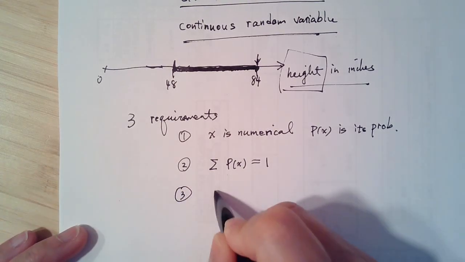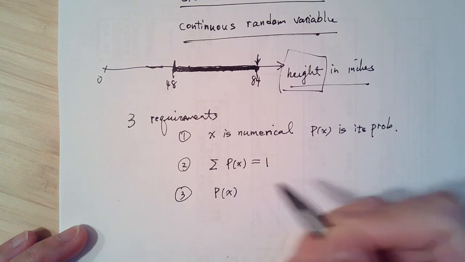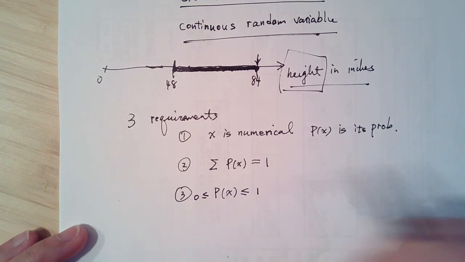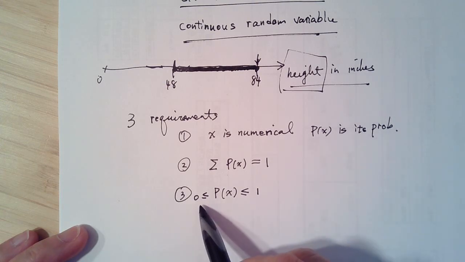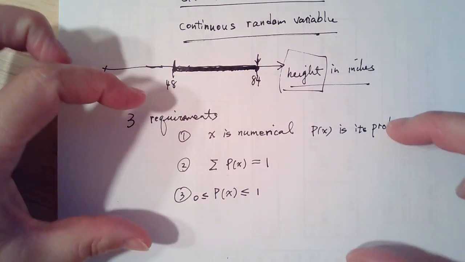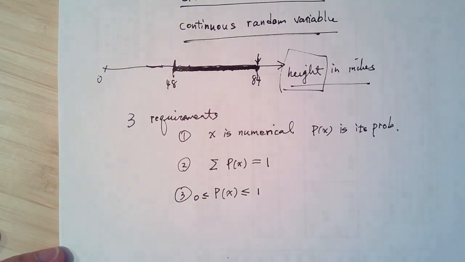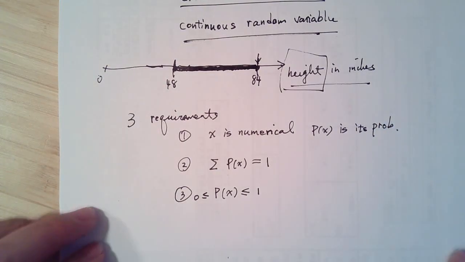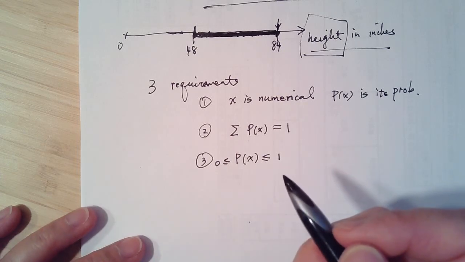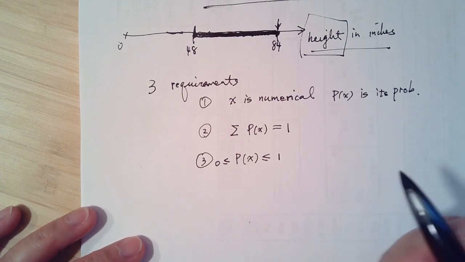The third one: every single probability has to be between 0 and 1. They're all positive, or 0, but they have to be no more than 1. So those are the 3 most important requirements for probability. Once you know that, there are 3 more things I want to tell you, but we're going to learn them later.